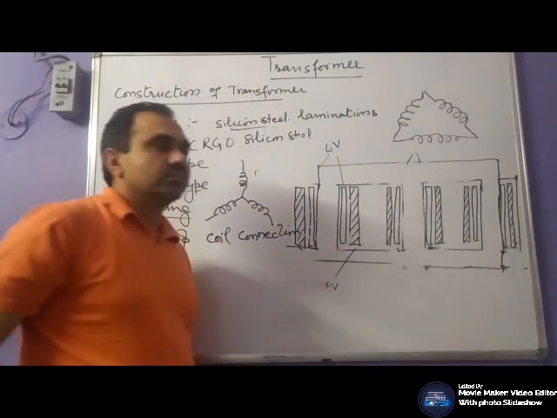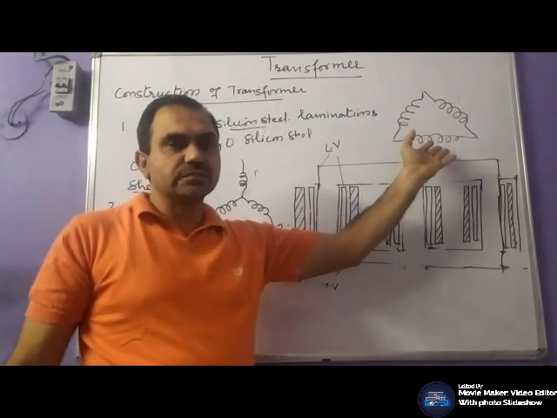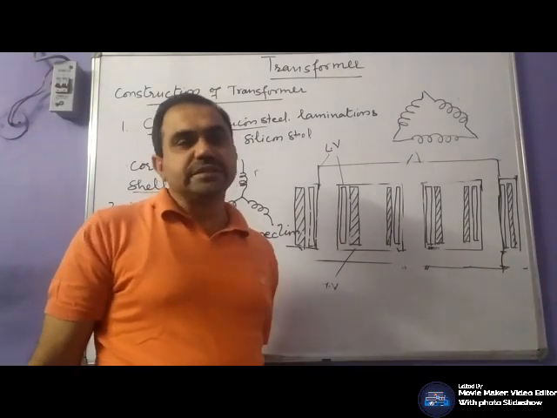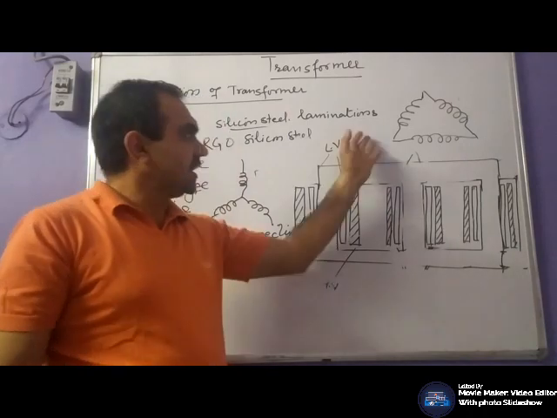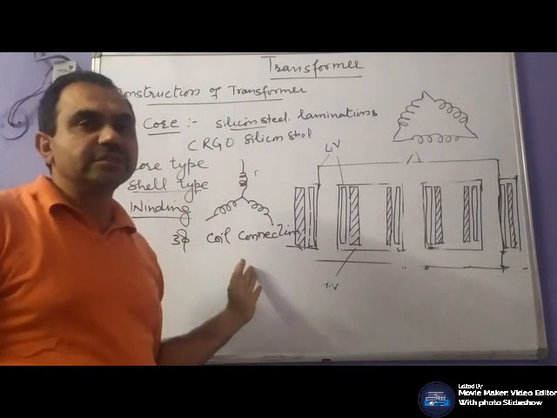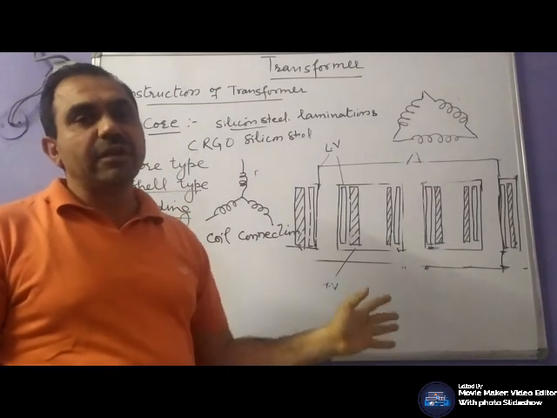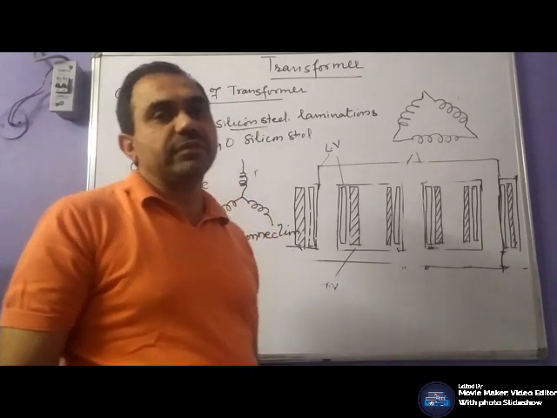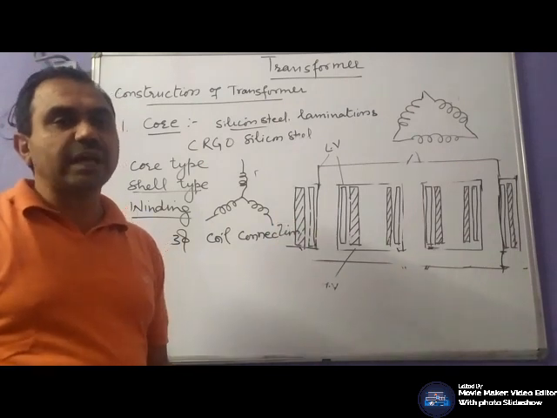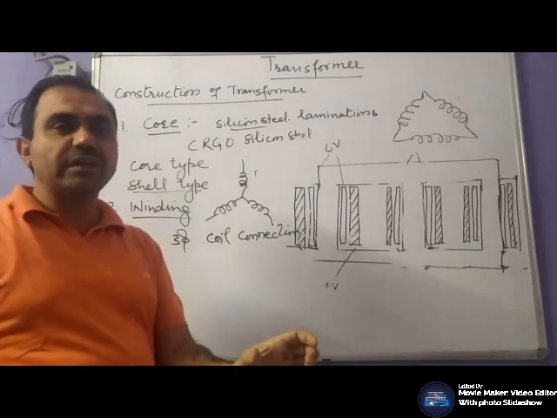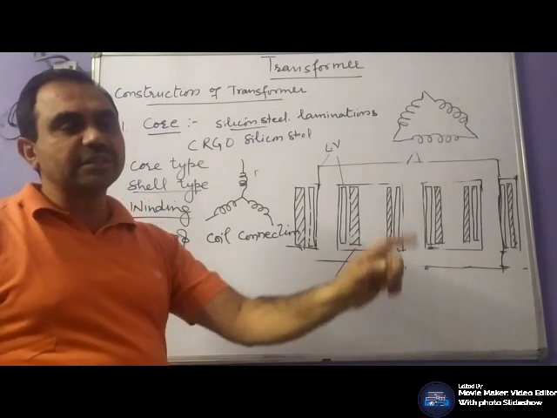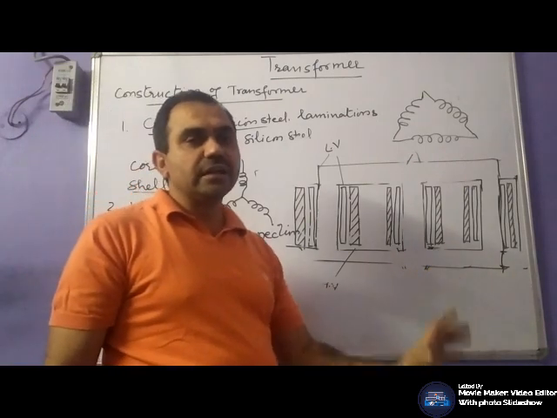Generally, the distribution transformer supplying your residential building or house is delta-star connected, where the input side is delta connected and the output side is star connected. It is generally an 11/0.4 kV transformer, meaning the input side is 11 kilovolt and the output side is 400 volt. This 400 volt is the line-to-line voltage, and for single phase applications, between phase and neutral you will get 230 volt.